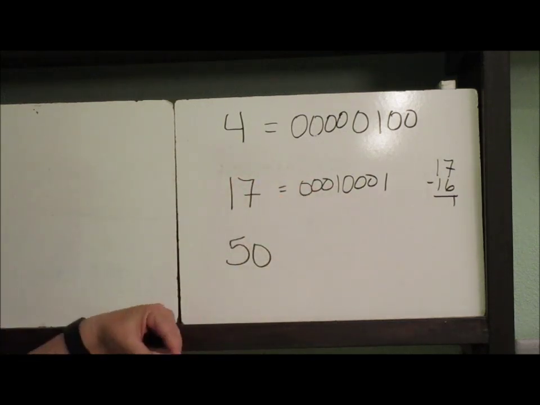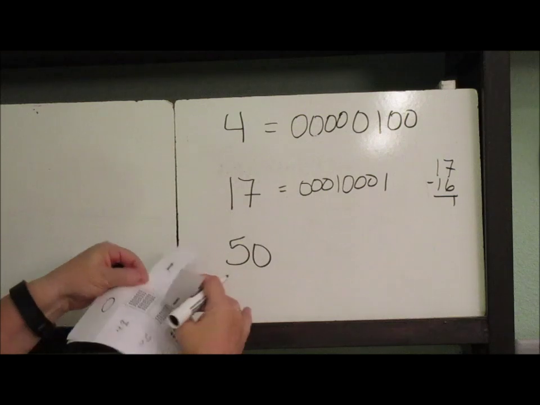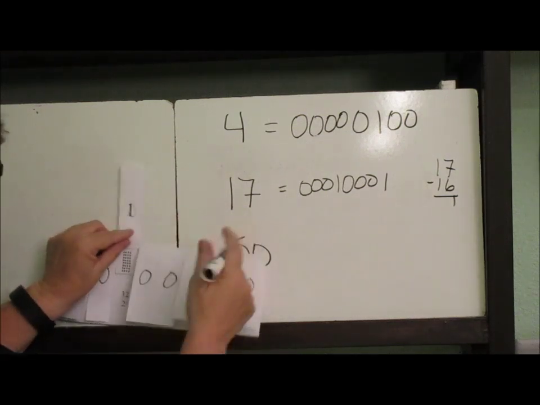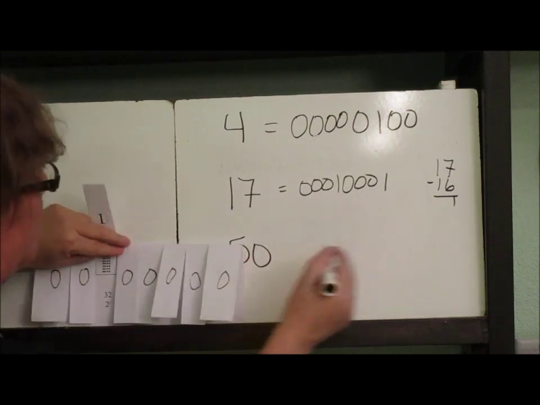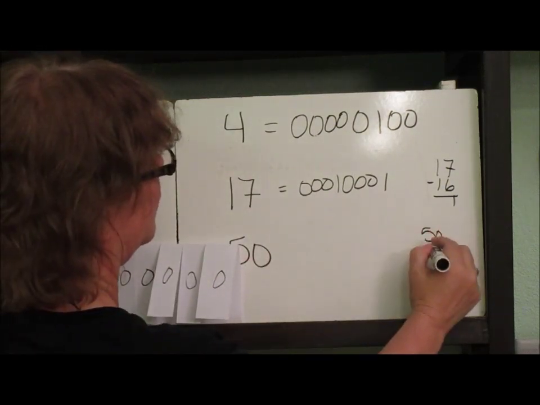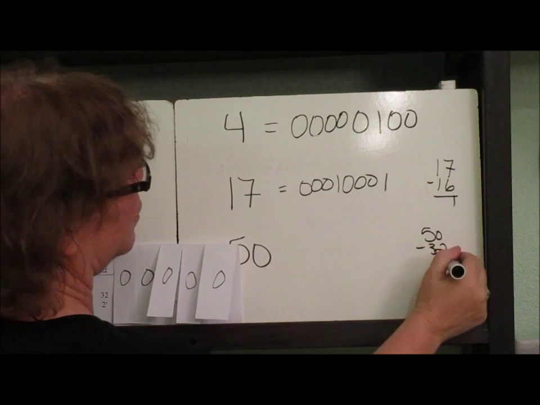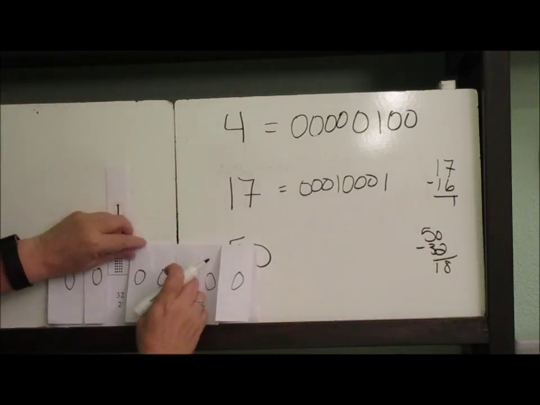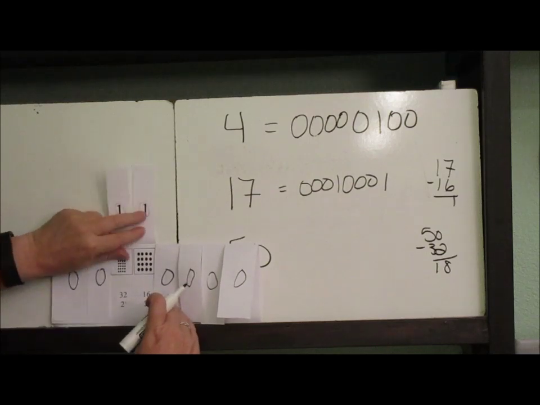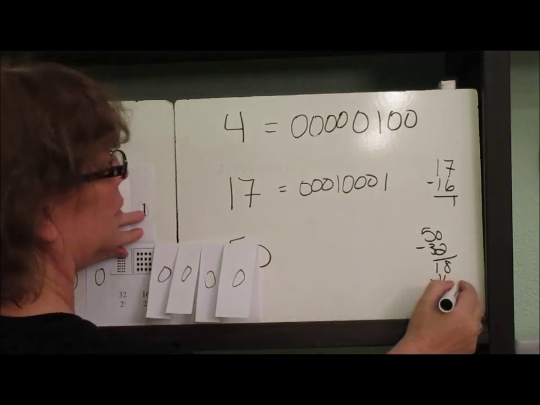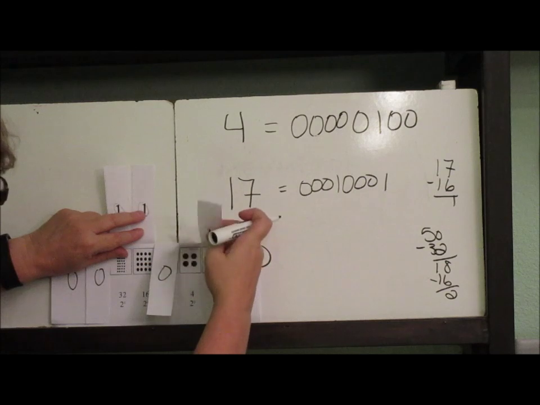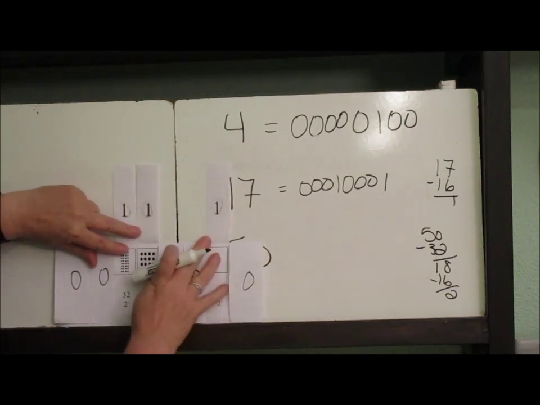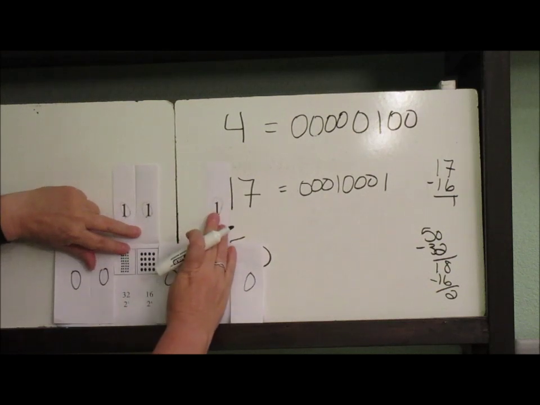Let's try 50. Now the first number I can flip up, 64 is too big, so I'm going to start with 32. So now I'm going to have 32. What's left over? Well, let's subtract. So 50 minus 32. Okay, so I'm going to have 18. Okay, well, I know that 16 is here. I'm going to subtract 16, and then I've got two. Okay, so I should have 32 plus 16, plus 2, and that's going to give me 50.